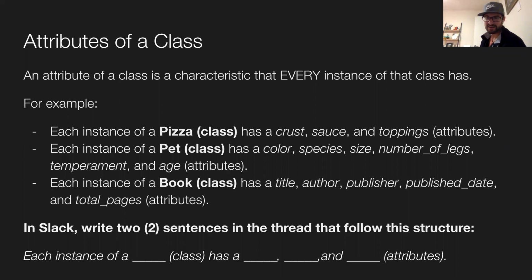All right. Dane wrote, each instance of an album class has a length, title, and number of tracks attributes. Awesome. Zach wrote, each instance of a printer has a paper feeder, ink, and paper type. Great. Cool. Awesome. These are great.